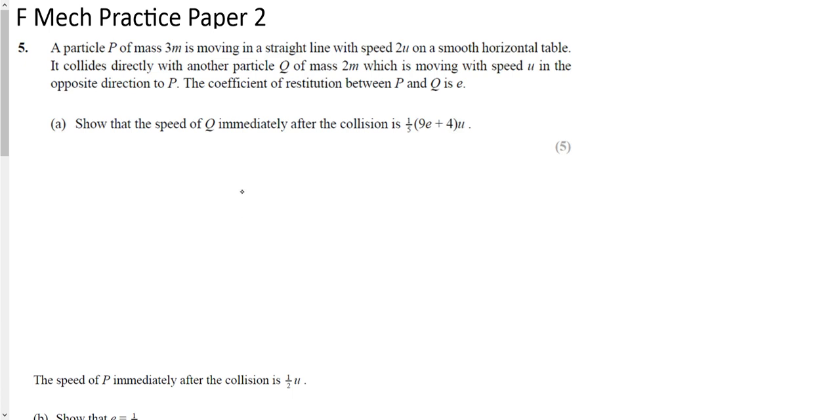Okay, an elastic particles question again here. So we've got a particle of mass 3m moving along a straight line. So let's draw a diagram. So there's our particle P. Sorry, it's not quite on the line there. And then we've got particle Q.